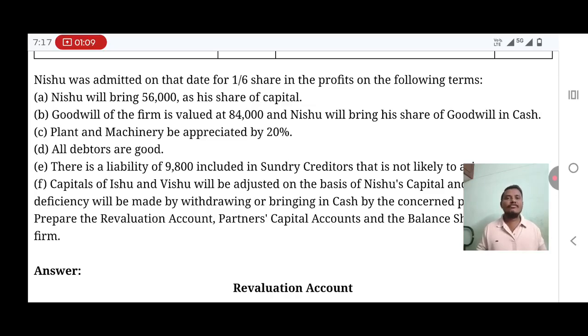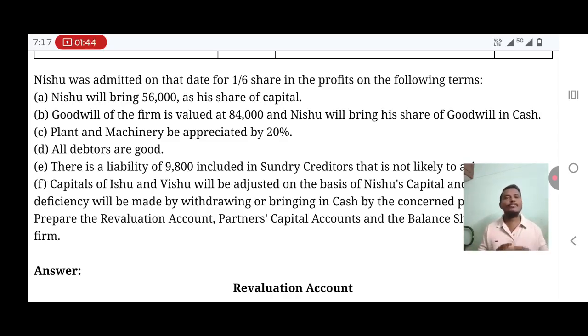on the following terms. Nishu will bring 56,000 as her share of capital. Goodwill of the firm is valued at 84,000 and Nishu will bring her share of goodwill in cash. Plant and machinery be appreciated by 20%. All debtors are good. There is a liability of 9,800 included in sundry creditors which is not likely to arise. These are all the adjustments, and they have asked to prepare the revaluation account, partners' capital accounts and balance sheet of the reconstituted firm. So the first point is the revaluation account.